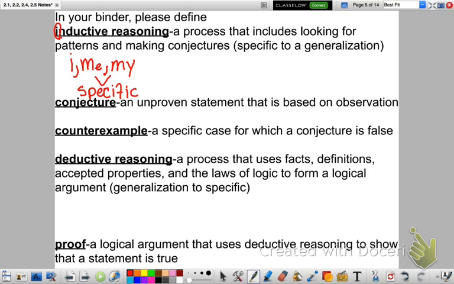Deductive reasoning, the other type of reasoning, is simply the reverse. It's the opposite of inductive reasoning. So if inductive reasoning is I, me, my, specific to general, deductive is general to specific. Deductive reasoning is often based upon facts, definitions, and laws of logic. This is how we base our logical arguments. Proof: a proof is an argument that uses deductive reasoning to show that a statement is true.